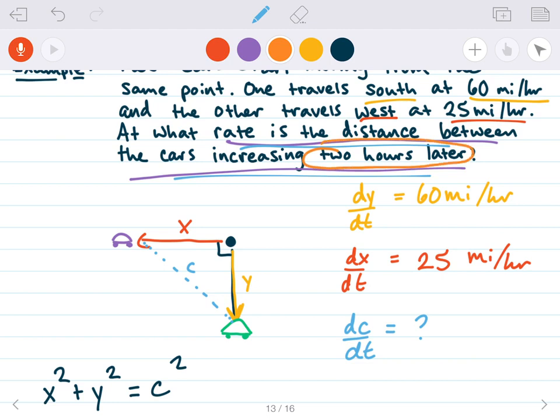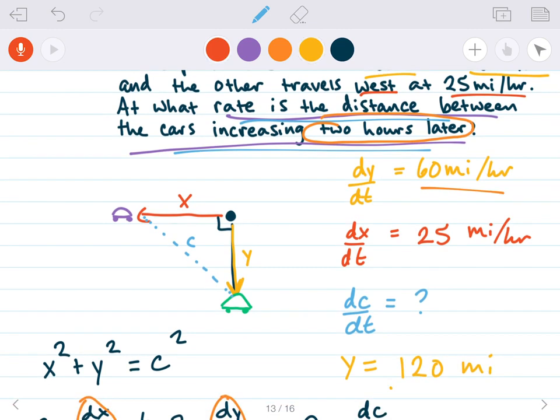So this car one, this green car right here, is traveling at 60 miles per hour. And we're interested in how far he goes after 2 hours, right? We're interested in y. What is the distance after 2 hours? Well, that's just going to be 60 times 2, right? 60 miles in 1 hour. So in 2 hours, it must have gone 120 miles. Okay. What about x? What does x have to be?